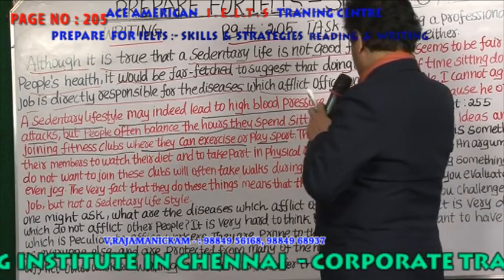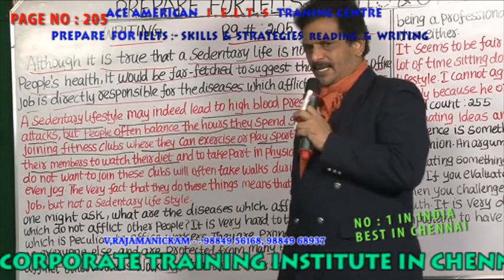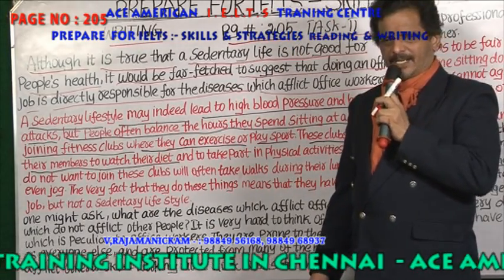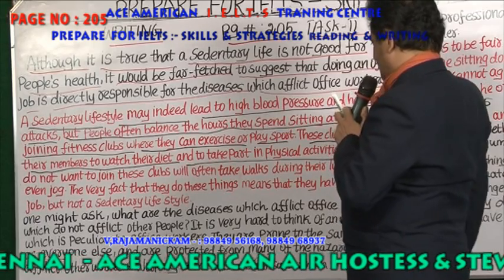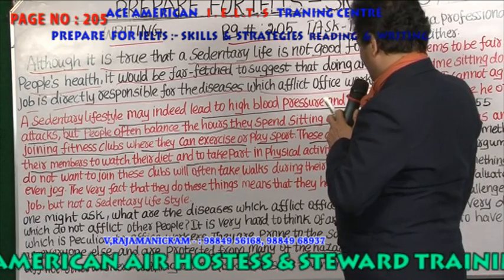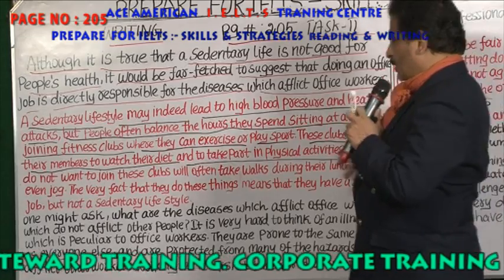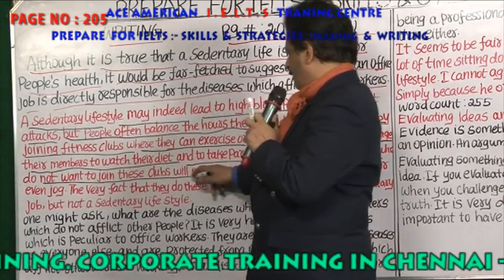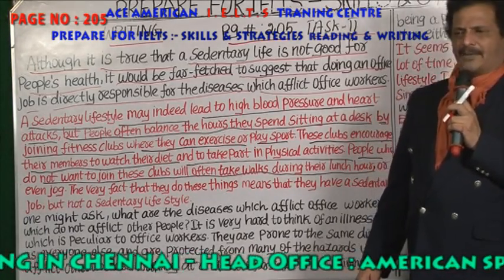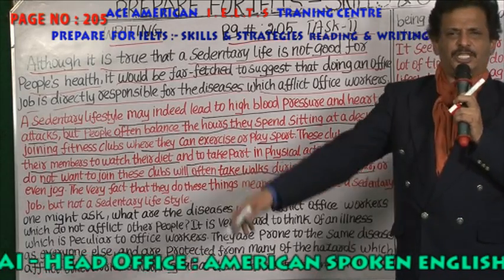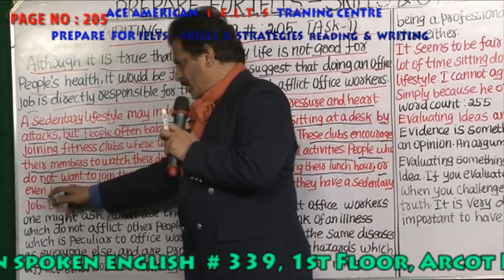Clubs are there. These clubs encourage their members to watch their diet. These clubs are quite specific, and whenever you go for a suggestion, they'll say what type of diet is good for you, and to take part in physical activities. They say, okay, get up in the morning and do this sort of exercise, that sort of exercise, yoga, meditation. They do recommend it. So people who don't want to join these clubs will often take walks during their lunch hour. People who are not able to spend time for these clubs do go for a walk immediately after lunch, just over half an hour walk around the premises. Or even jog. Sometimes in the morning they go for jogging.